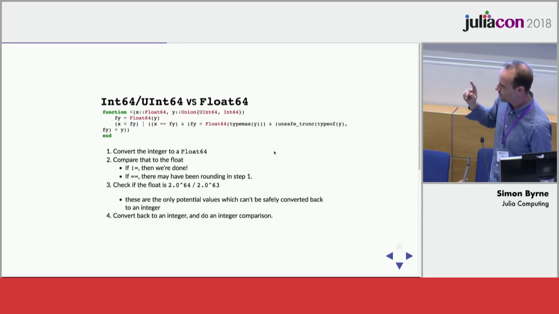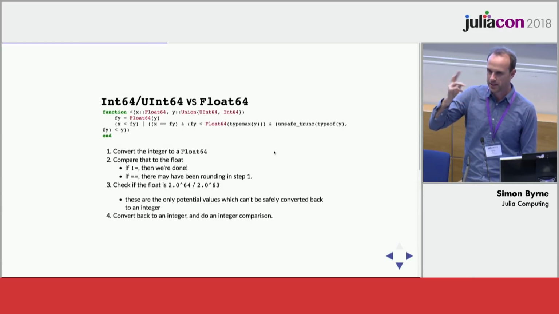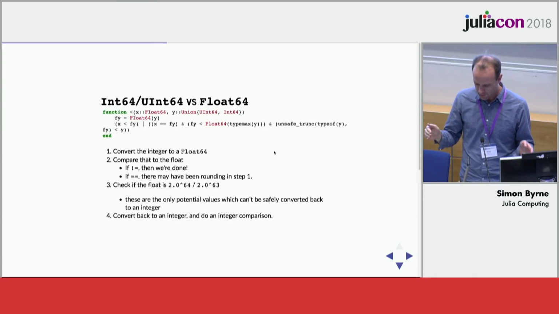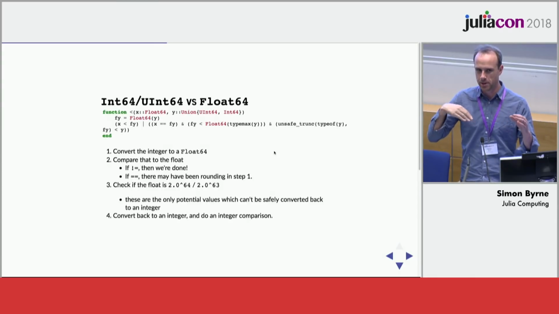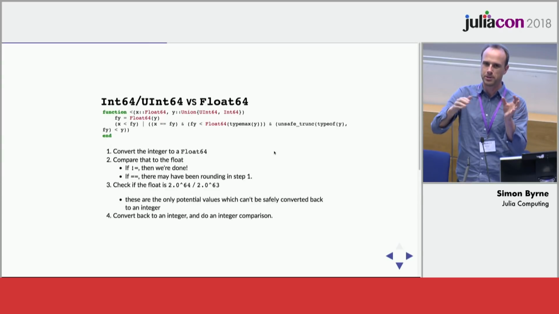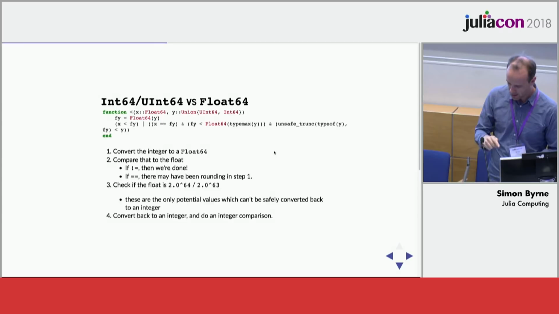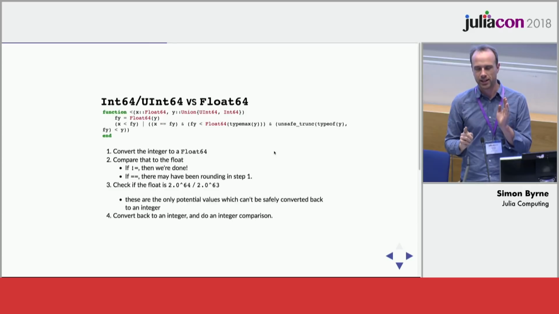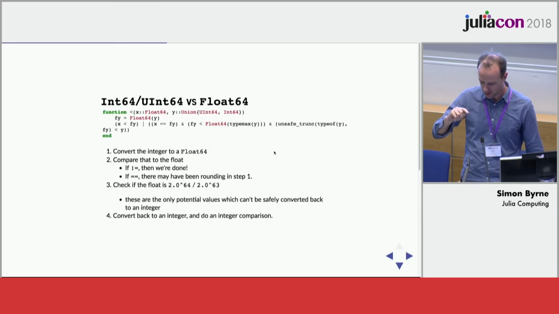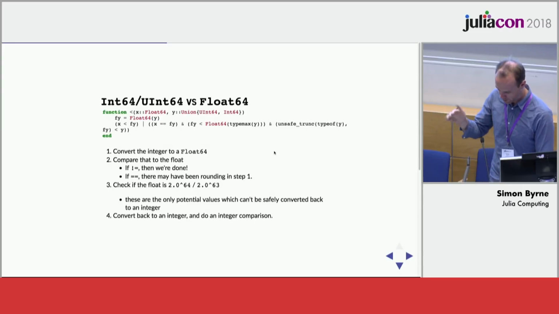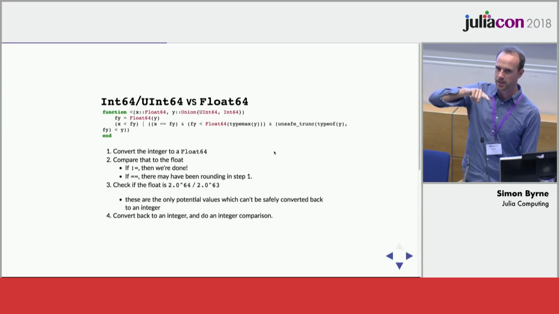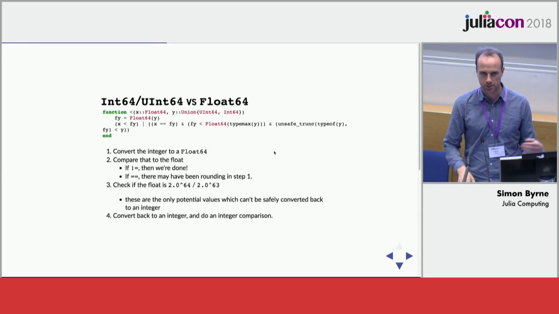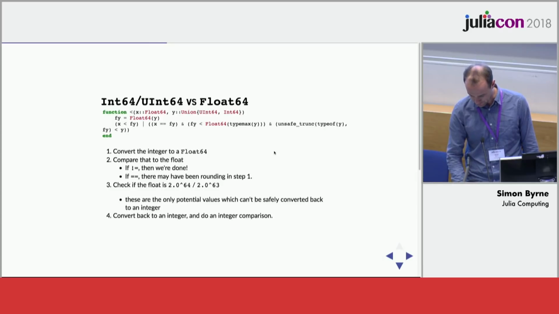So convert the integer to a float, and compare that to the float. If it's not equal, then we're done because the comparison is determined. If it is equal, then there may have been rounding, so they still might not actually be equal. If the floating point comparison compares equal, there's still a chance they might not be equal. So we have to do the other comparison, converting back. The only thing is we have to deal with the weird edge case where it rounded to 2 to the power of 63 or 2 to the power of 64, depending on whether you're signed or unsigned, because they're the only potential values which can't be safely converted back. So we do that quick check, and then we convert it back and do an integer comparison, and that solves that problem.